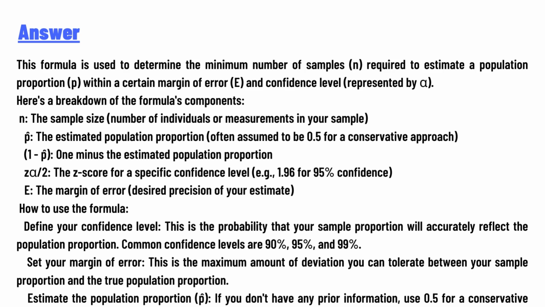How to use the formula. Define your confidence level. This is the probability that your sample proportion will accurately reflect the population proportion. Common confidence levels are 90%, 95%, and 99%. Set your margin of error. This is the maximum amount of deviation you can tolerate between your sample proportion and the true population proportion. Estimate the population proportion.